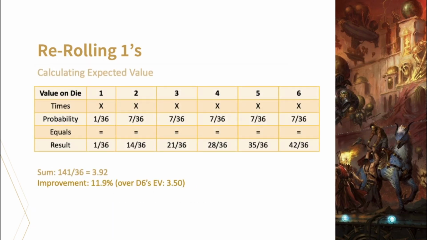So we simply take the value of each potential die roll, so 1, 2, 3, 4, 5, or 6, and multiply it by its corresponding chance of happening. So 1 over 36 chance for the 1, or a 7 over 36 chance for everything else, as we already computed. And then we add all those results up. What you end up getting is 3.92, or an 11.9% improvement in expected value over the normal D6.